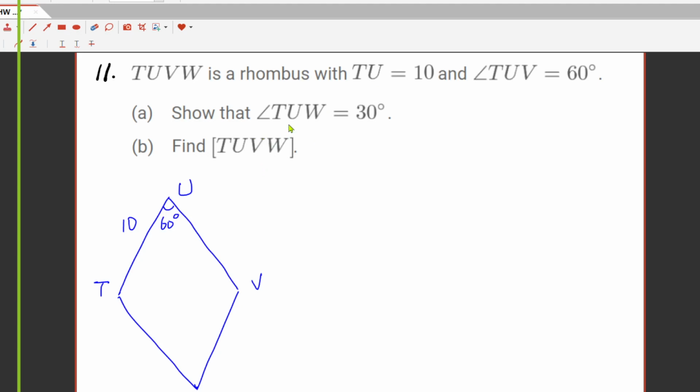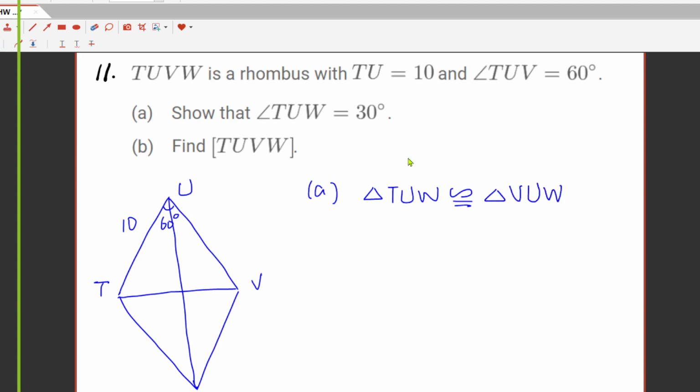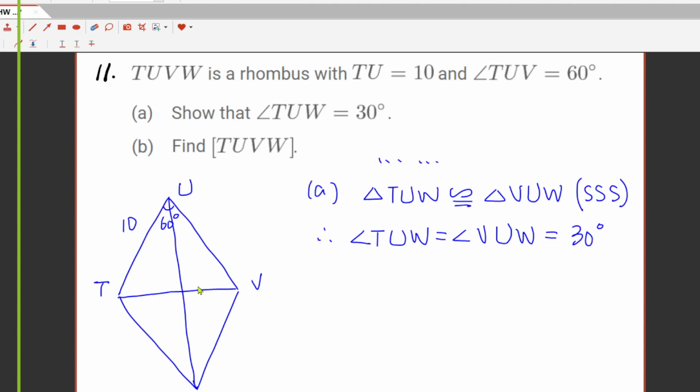First one, show that angle TUW, which is the angle here, is 30 degrees. We know that triangle TUW must be congruent with triangle VUW, right? I'm not gonna write all of the statements here. By SSS, right? Therefore, we know angle TUW must equal angle VUW, which equals 30 degrees, because these two angles combined make 60 degrees, right? So each of them is 30 degrees.